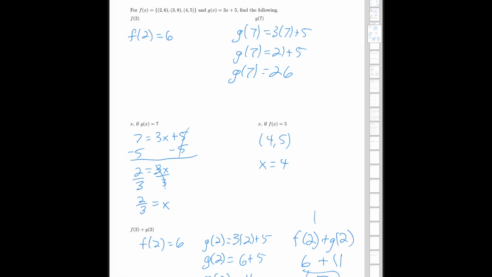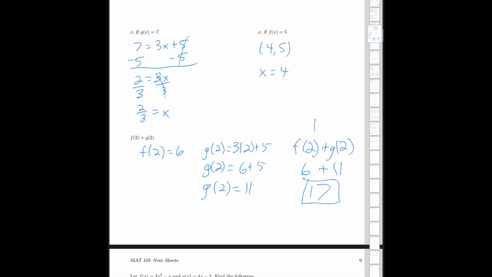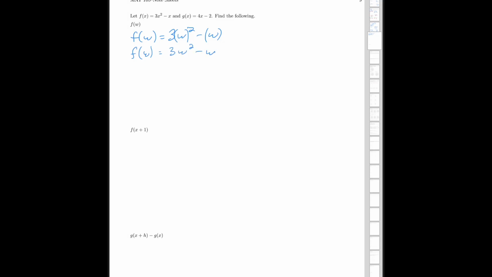Now, in all the examples here, we plugged in numbers for the functions, but we don't have to just use numbers. We can also use expressions. So, for example, if I have my new functions here, f of x equals 3x squared minus x, and g of x equals 4x minus 2, I can plug in expressions into that function. So, for example, if I want to find f of w, I just replace x with w. And as always, when you're substituting into an expression, you should always use parentheses, but then we can simplify to this one being 3w squared minus w.